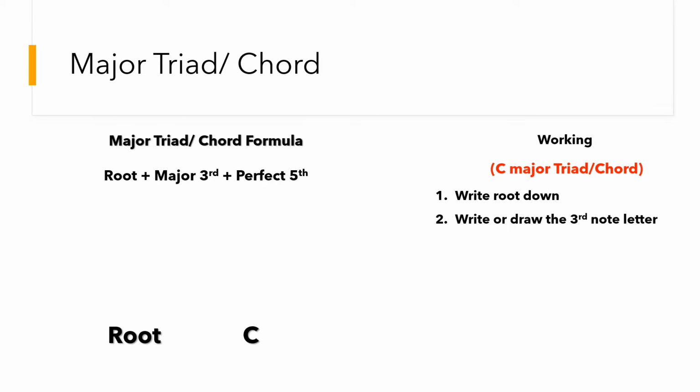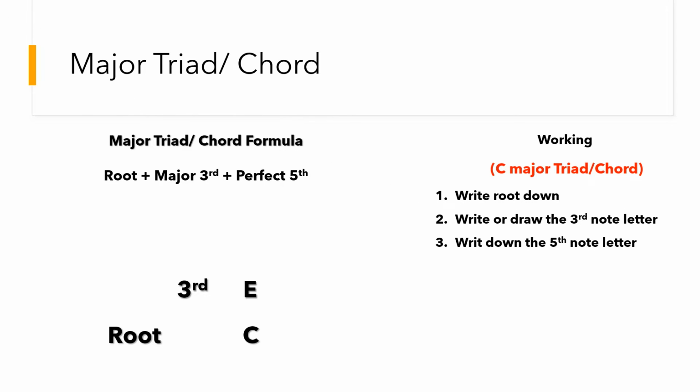Your second thing you need to do is write or draw, depending on if you're using a staff, your third note letter. So my third letter will be 3 up from C, so it will be C, D, E. So I land on E. That is why my third letter is E. Good. I'm just going to erase that just for you all to see.